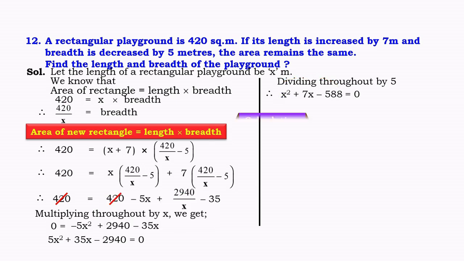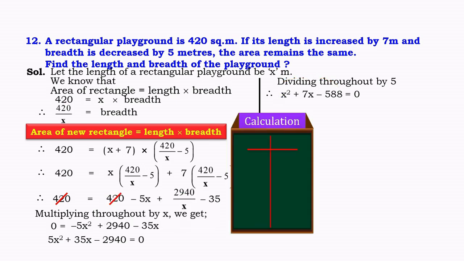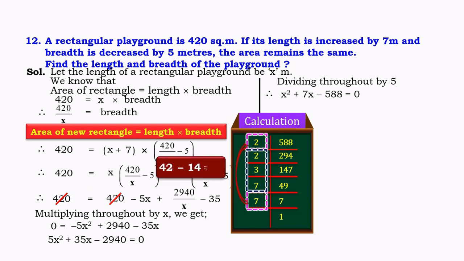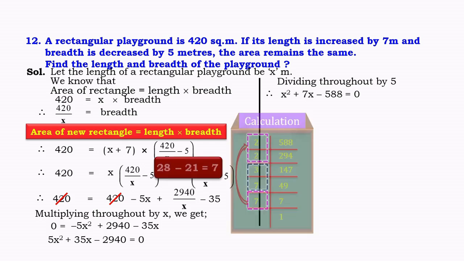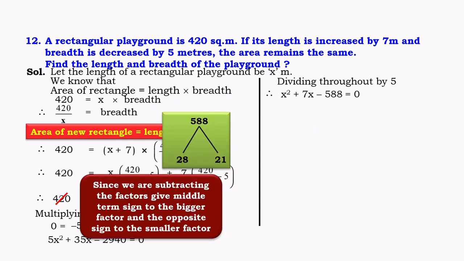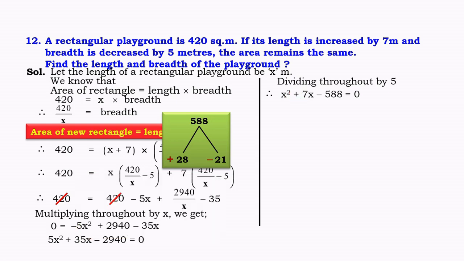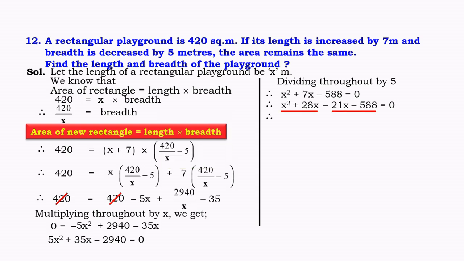This is our quadratic equation. To factorize the quadratic equation, we need two numbers whose product is 588 and whose difference is 7. The required numbers are 28 and 21. Since the last sign is negative, the larger number takes the positive sign and the smaller number takes the negative sign. So, x squared plus 28x minus 21x minus 588 equals 0.